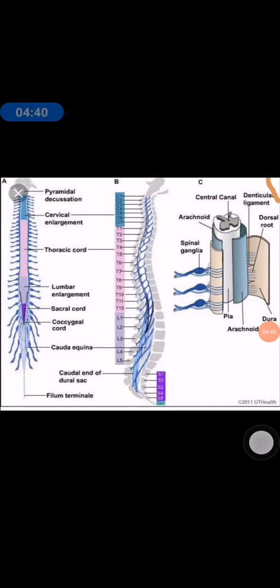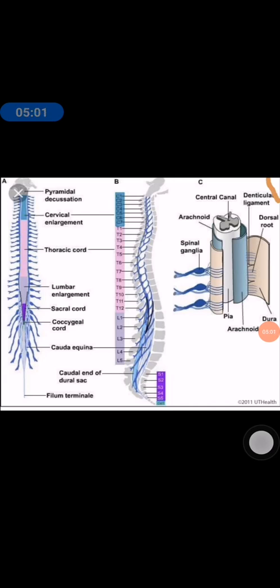So, there are two enlargements in the spinal cord. One is the cervical enlargement, another is the lumbosacral enlargement. The cervical enlargement supplies the upper limb and the lumbosacral enlargement supplies the muscles of the lower limb.